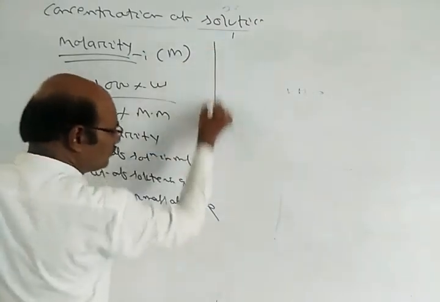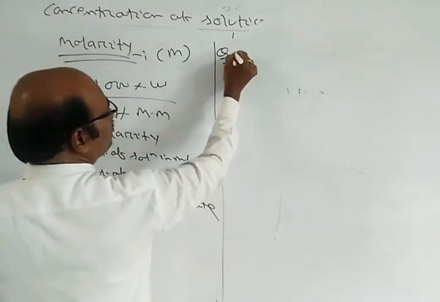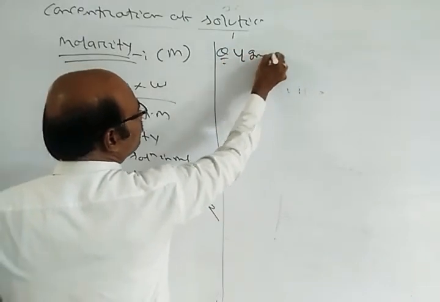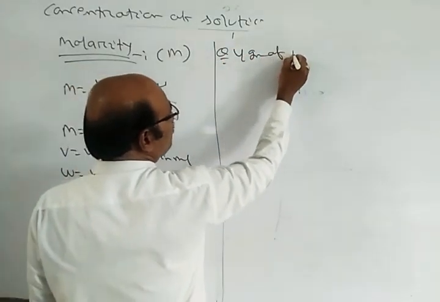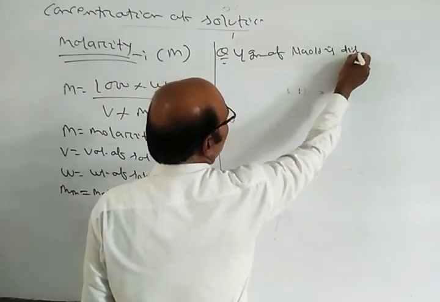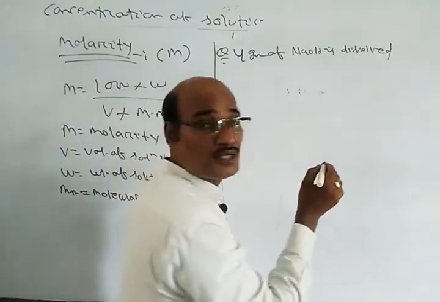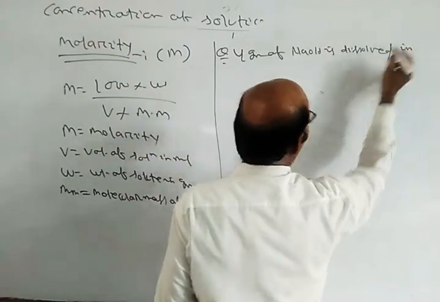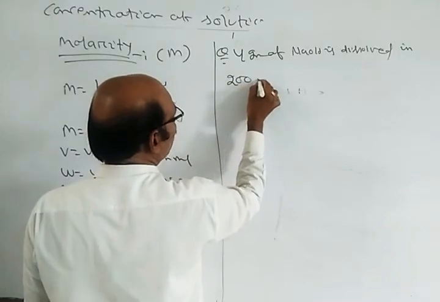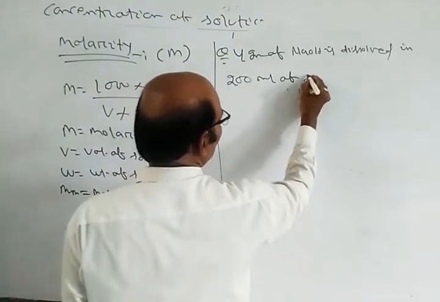Now if we have a numerical here, suppose the question: 4 gram of NaOH is dissolved in 200 ml of solution.